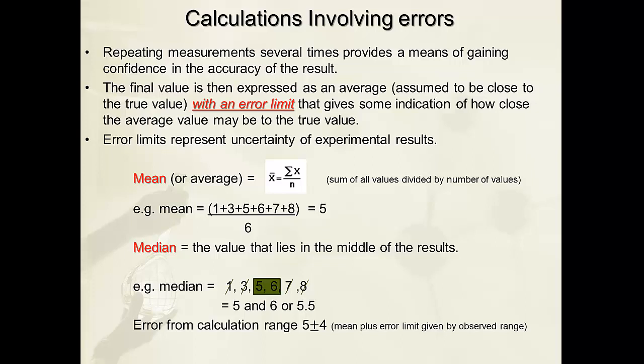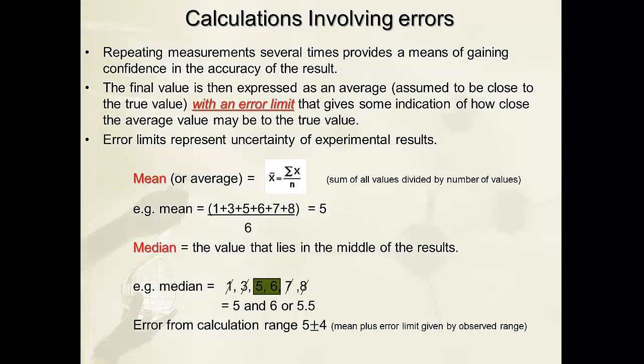Let's have a look now at calculations involving errors. So this is something completely different. Okay, let's have a look at errors. Now, there's going to be an amount of error associated with a measurement. So, for example, let's look at what happens if we have a repeating measurement, and we're going to repeat that measurement several times. We're going to try and gain some confidence in the accuracy of our result because we're getting different values. So we keep repeating our measurement, and we're going to take an average or a mean.